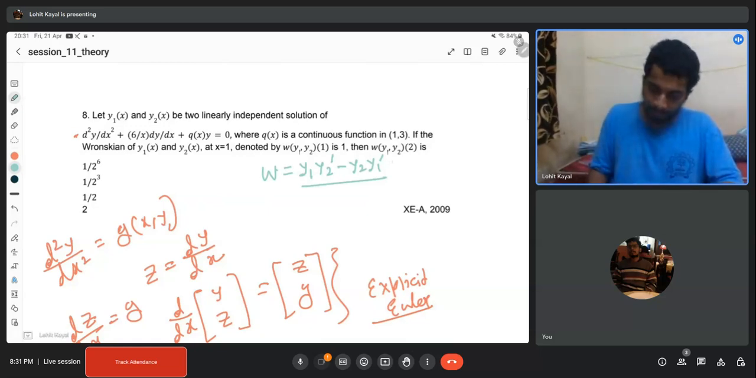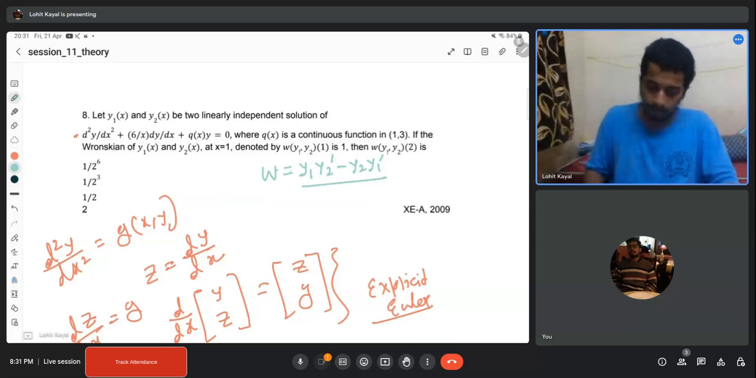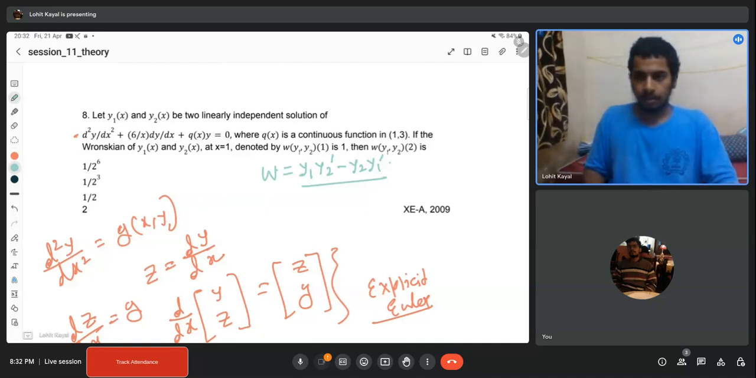Okay, but it actually tells you how many independent solutions your differential equation has. So it says that y1(x) and y2(x) both are solutions. Okay, so it has the Wronskian. So this is the value of the Wronskian. Okay, now this value of the Wronskian at x equal to 1 is 1. Then you need to find what will be the value of the Wronskian at x equal to 2 from this differential equation. Okay, now let's do that.